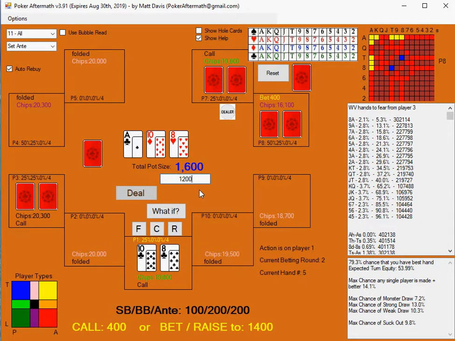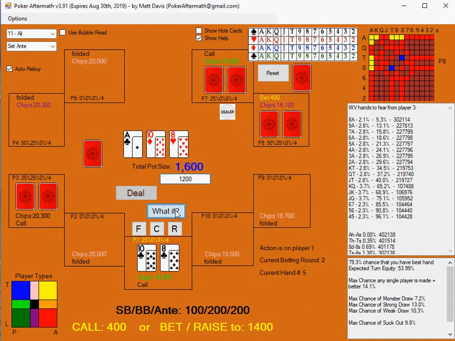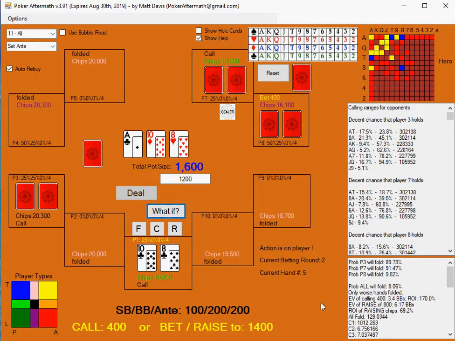So let's look at our first use of the what if button. If I click this, it'll say, what if I raise to 1200? What would happen? The key numbers in this output area that you want to look at are expected value. So there's the expected value of calling the 400, which is 3.4 big blinds with a return on investment of 170%. So very, very profitable to call with this hand rather than folding.